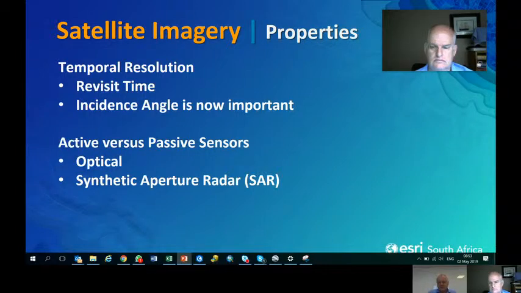And this means that you're getting multiple satellites orbiting the Earth, which are giving us more and more revisit time. And I'll show you a picture of what these things look like.